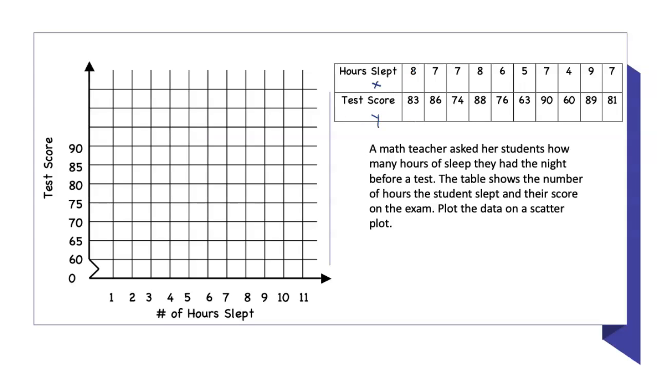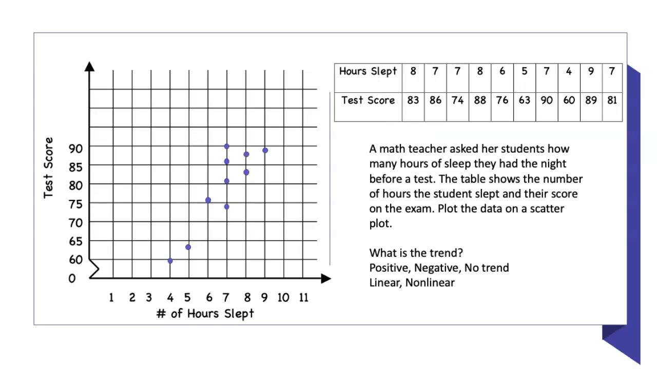So here are our coordinates, (8, 83). Think about that as X, Y. (8, 83) is another way of looking at that if you want to write it as an ordered pair. But we're going to graph each one of these: (8, 83), (7, 86), (7, 74), (8, 88). So we're going to graph each one of these on a coordinate plane.